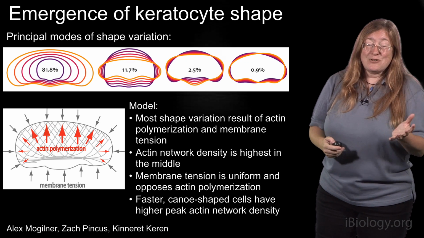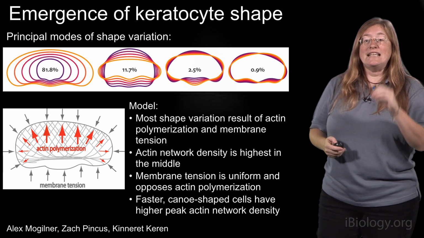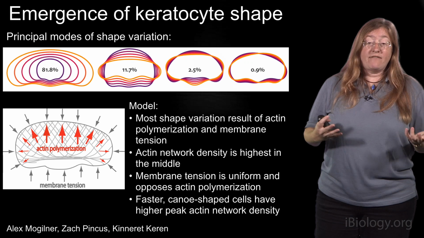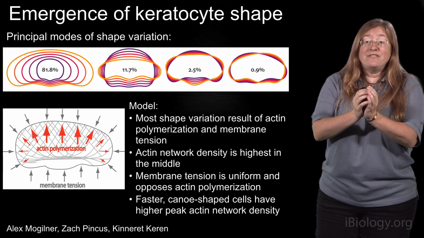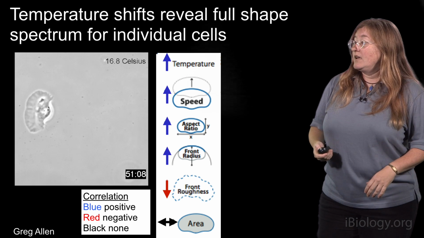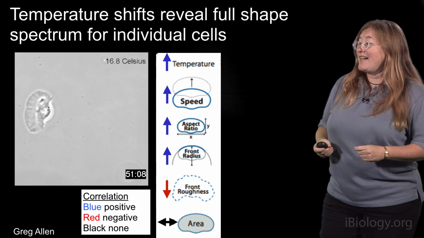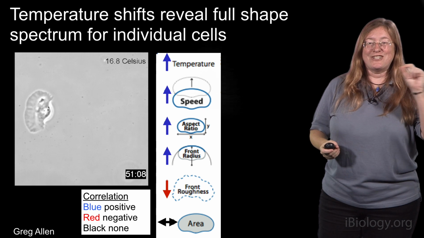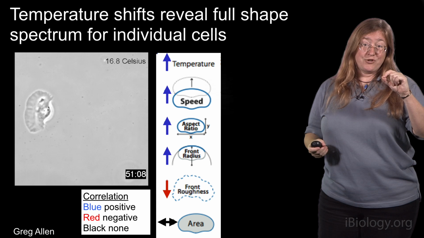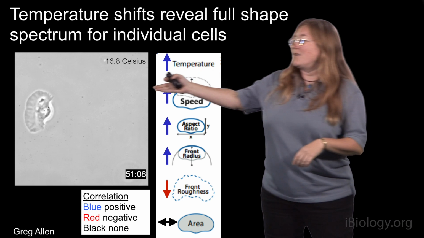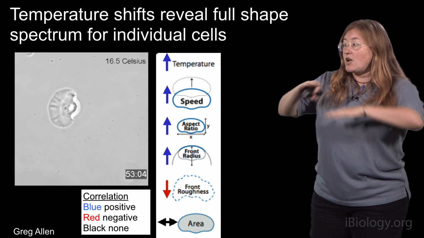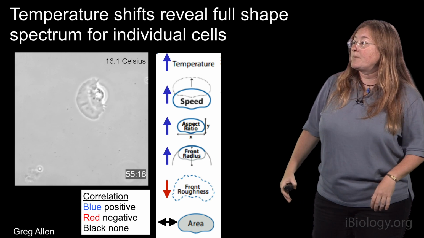Now, if that idea is true, then it should be the case that we can take an individual cell and somehow increase or decrease its overall rate of actin polymerization and have that individual cell change across this entire shape spectrum. And so that experiment actually was done by Greg Allen, where the method he chose to change the rate of actin polymerization in the cell was simply to lower and raise the temperature. So here we're going to watch a movie of a cell, and as it moves along, you can see it's fairly slow. It's got this more sort of D-shaped pattern.